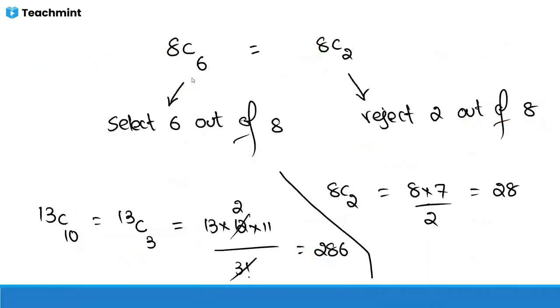With common sense, 8C6 and 8C2 both are the same. 13C10 and 13C3 both are the same. So you can use that, right? Now, without any delay, let's go ahead with the questions.